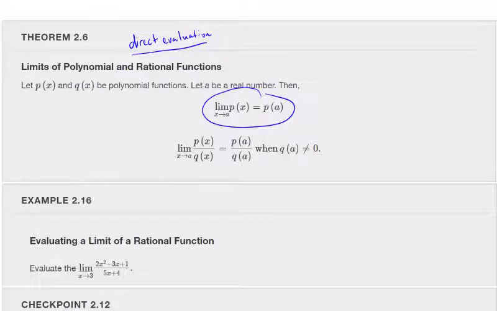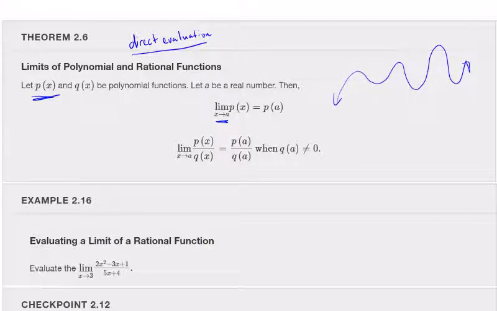So if you have p of x, a polynomial function, and you have the limit as x approaches a, well, first of all, we know that polynomial functions are always continuous, right? They're going to have peaks and valleys, like a quadratic, a parabola, that's a polynomial function. A linear function can be considered polynomial. But polynomial functions are always going to be continuous, right?